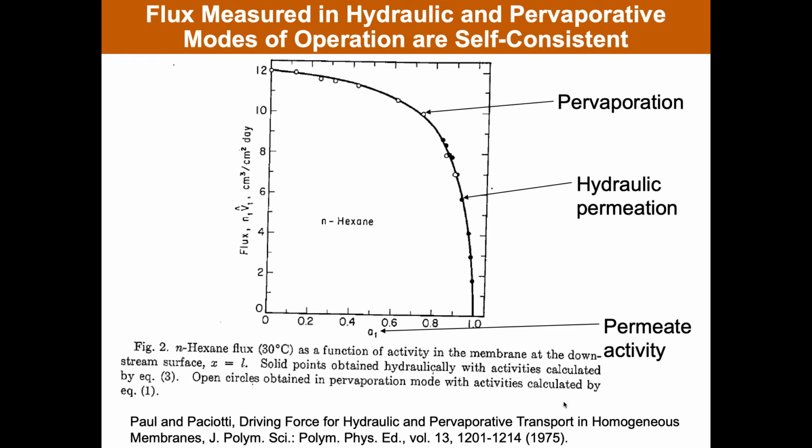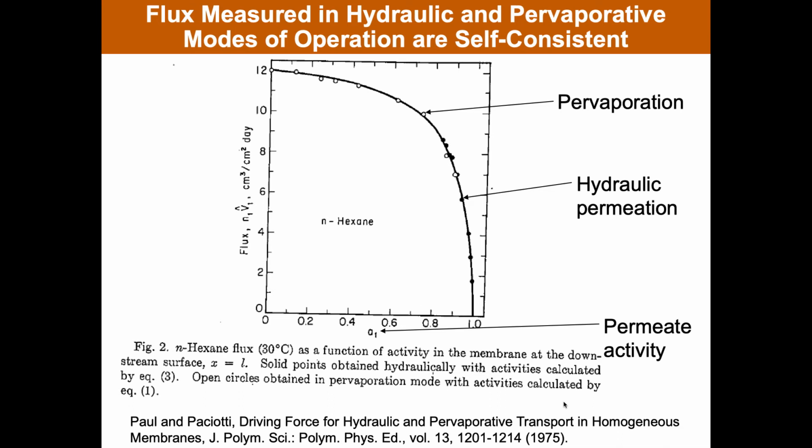1, that means that there is no flux, because you have hexane at the upstream side of the same activity. Now, as you back down in the activity of the penetrant at the permeate side of the membrane, in hydraulic permeation, how is that activity decreased on the permeate side? Freddie?